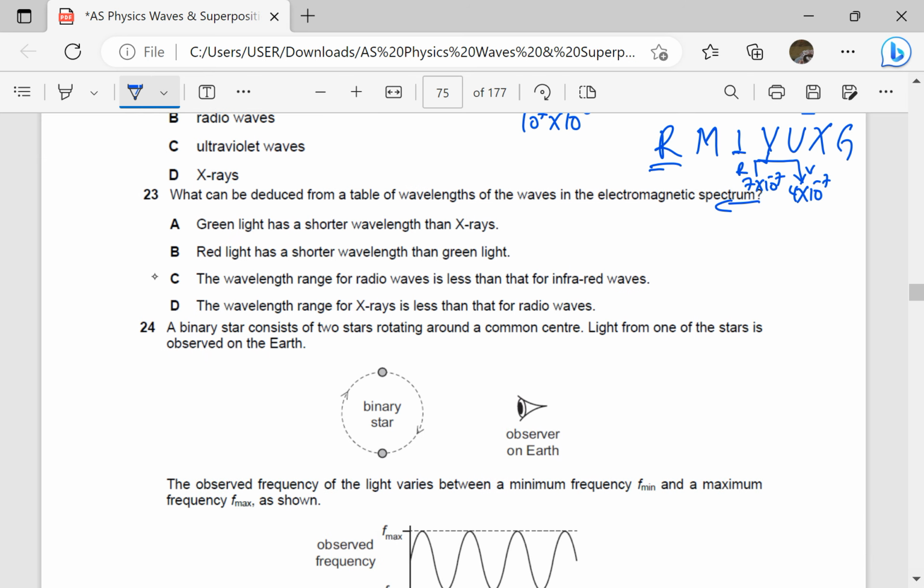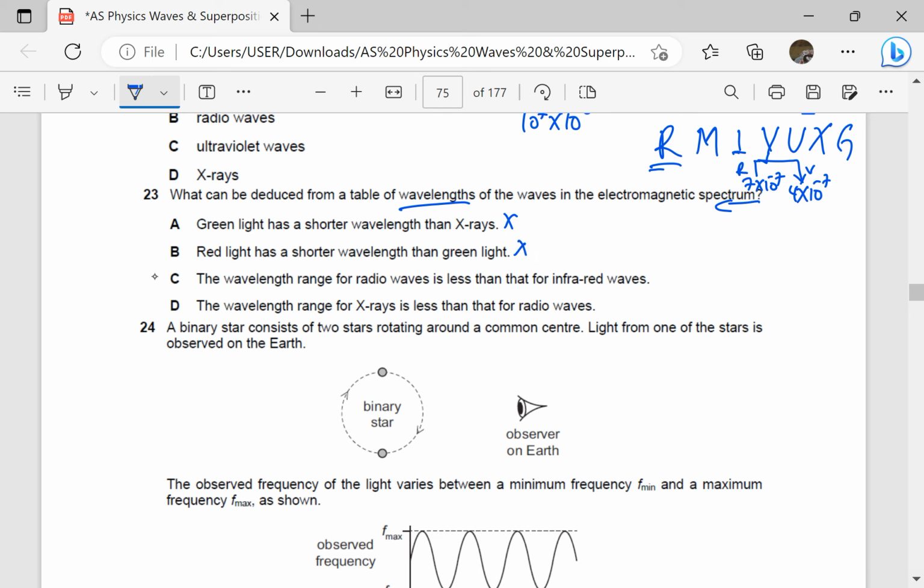What can be deduced from a table of wavelengths of the waves in the electromagnetic spectrum? Green light has a shorter wavelength than X-rays. We can check. Green light is in the visible spectrum. It has a longer wavelength than X-rays, so that is not true. Red light has a shorter wavelength than green light. Red has a longer wavelength, so this is not true.